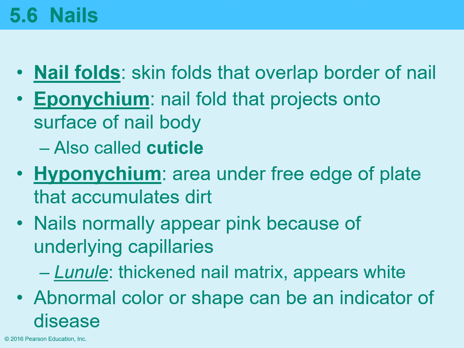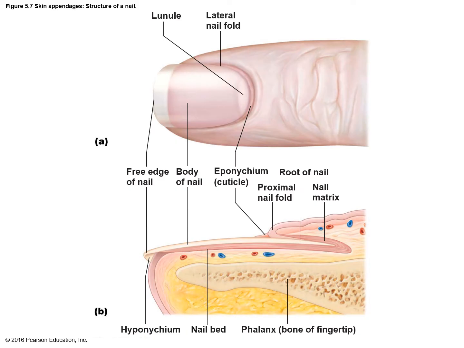Now the nail should be pink because there are capillaries underneath it, and that gives it the pink coloration. Where you have the thickened nail matrix, it's going to look white. That's known as the lunula. Now, if you have an abnormal color or shape to the nail, that can be indicative of various disorders and diseases.